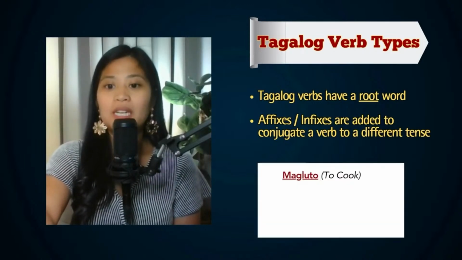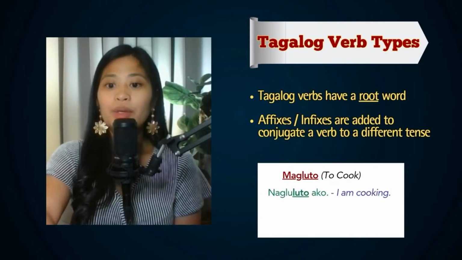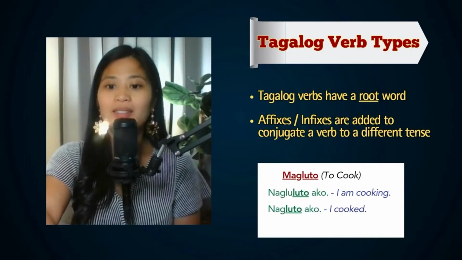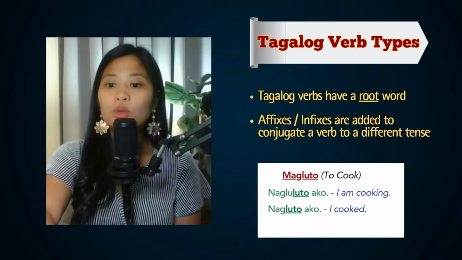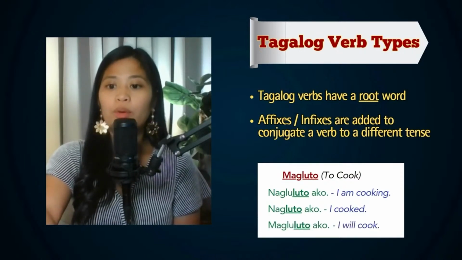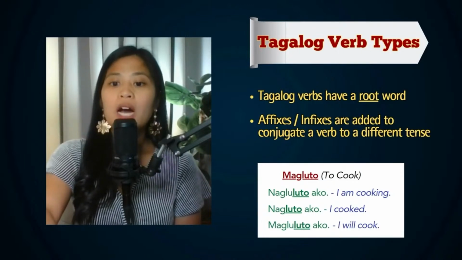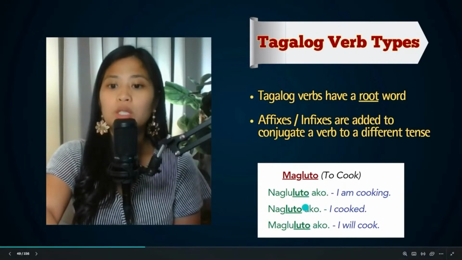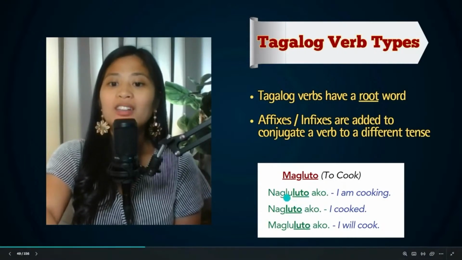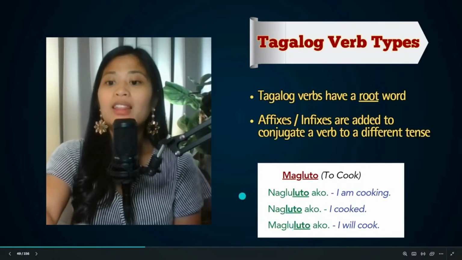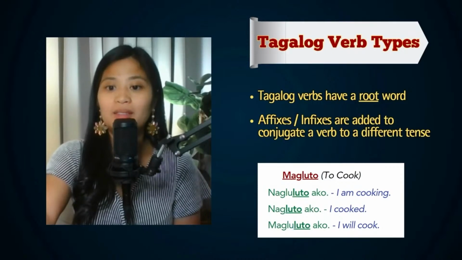For example, let's take a look at the word magluto, to cook again. You could say nagluluto ako, I am cooking. That's the present tense. Past tense, nagluto ako, I cooked. Future tense, magluluto ako, I will cook. So I underlined here all of the root words. So luto is the root word. And then there's the affix that goes before the root, and that will determine the tense.